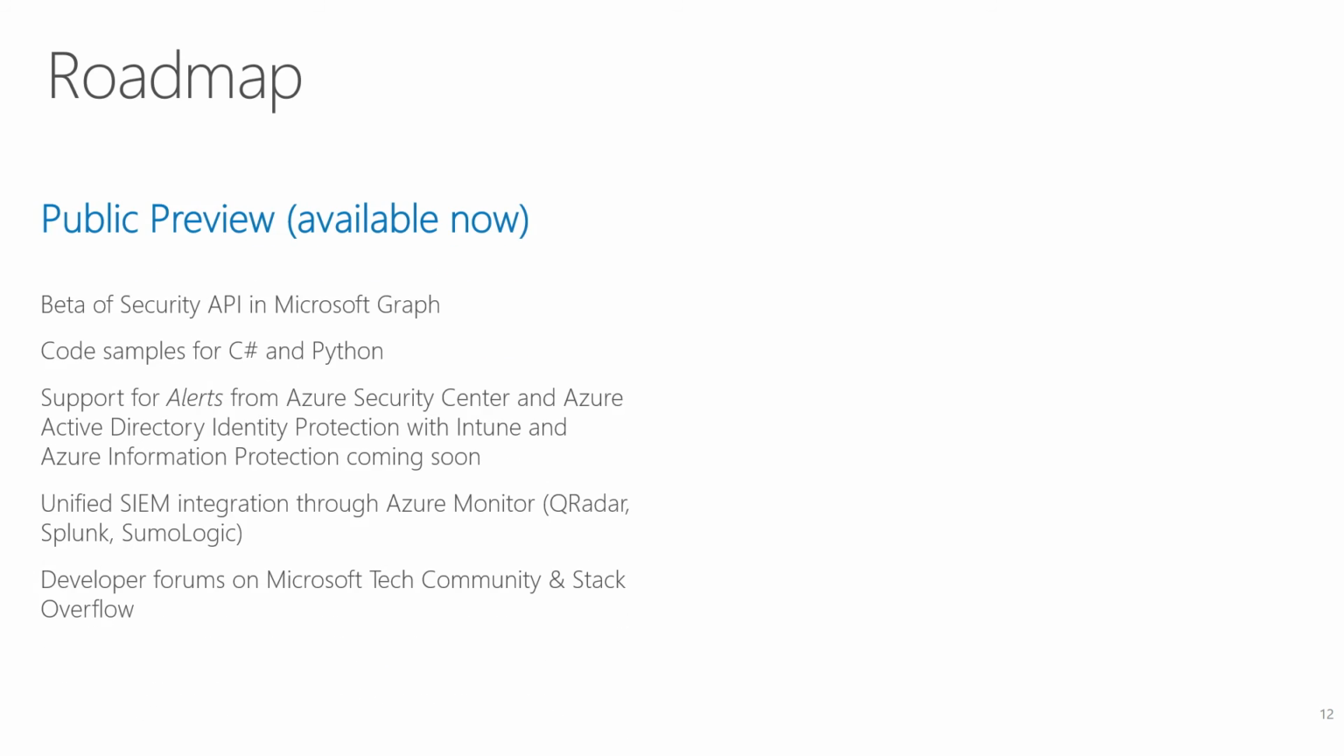At RSA 2018, we announced our public preview of the API. During Microsoft Build 2018, we will be introducing the API to our broader Microsoft developer and partner ecosystem through hands-on labs. You now have access to code samples in both C# and Python, and the ability to integrate and query for alerts from Azure Security Center, Azure Active Directory, Intune, and Azure Information Protection.